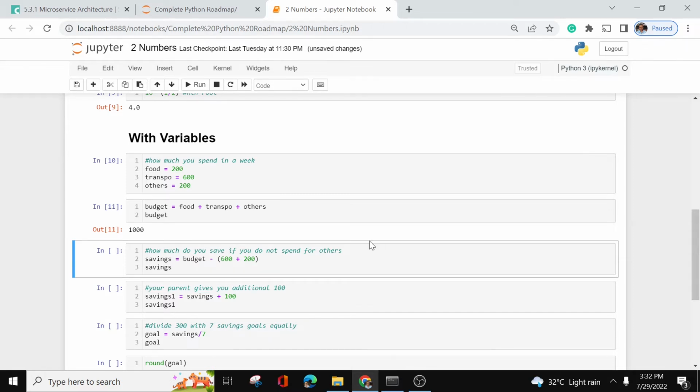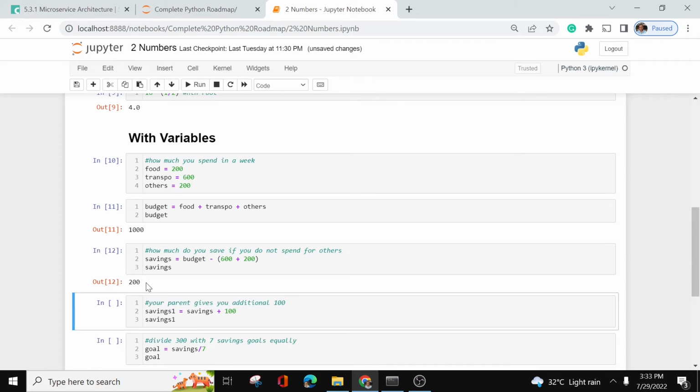Supposing you have not spent your money for the other items here, this one, right? So now the question is this: how much do you save if you do not spend for others? So how to do that? Of course, because you already have the budget, we're going to do the subtraction of 600 and the 200 for the food and the transportation, because these are the amounts that you have spent. So let's execute this one so we know your savings. Now your savings is 200.